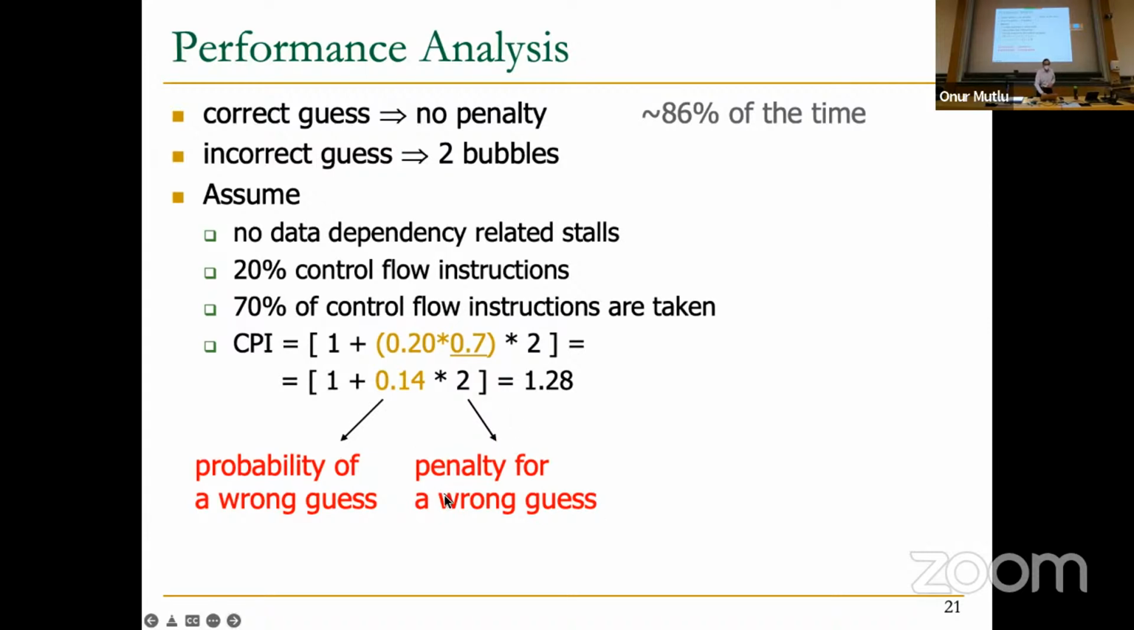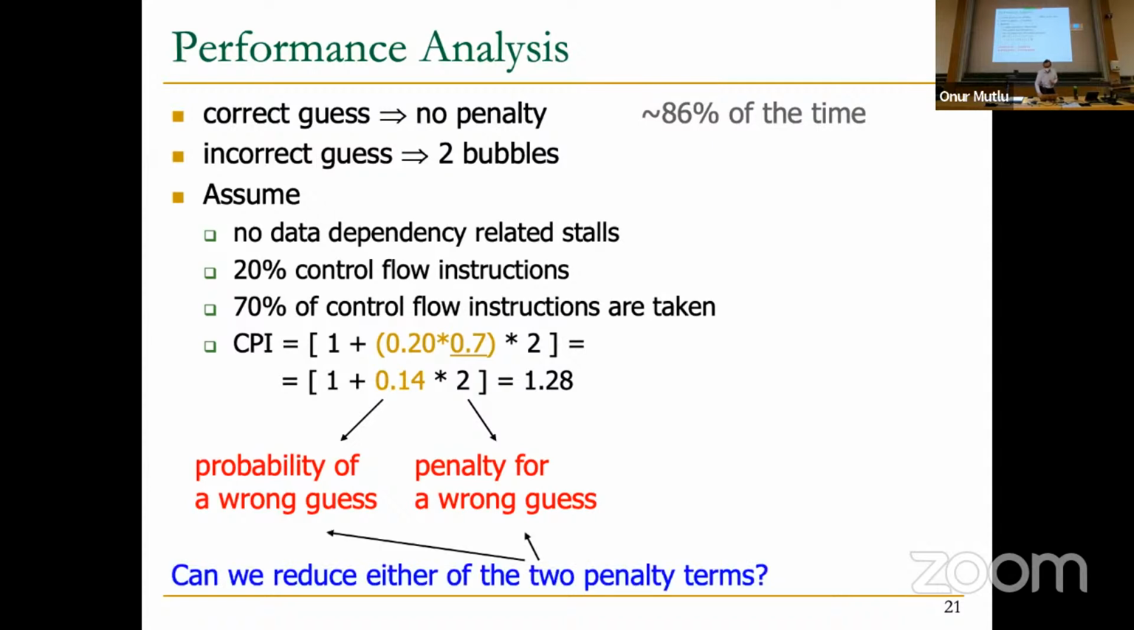If the penalty for a wrong guess is extremely large, even if your probability for a correct guess is very high, just like we have seen, that probability may not be enough. 90% may not be enough for you, basically, if your penalty is large. If your penalty is small, maybe you can get away with a smaller probability of a correct guess. That's the idea, basically. So you can reduce either of the 2 terms.